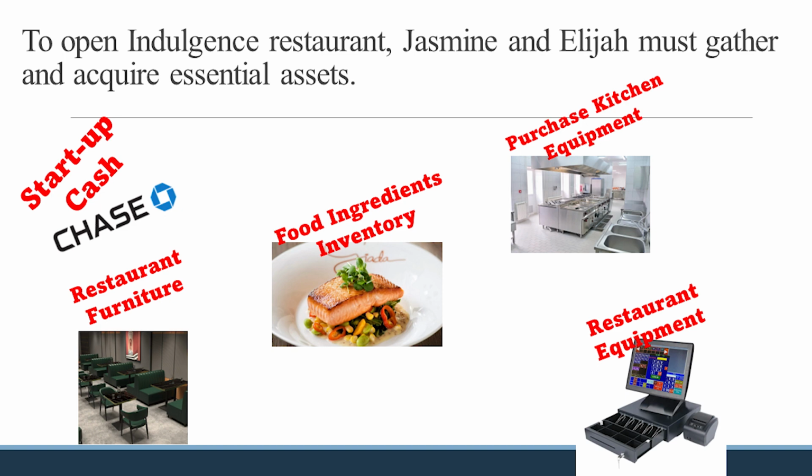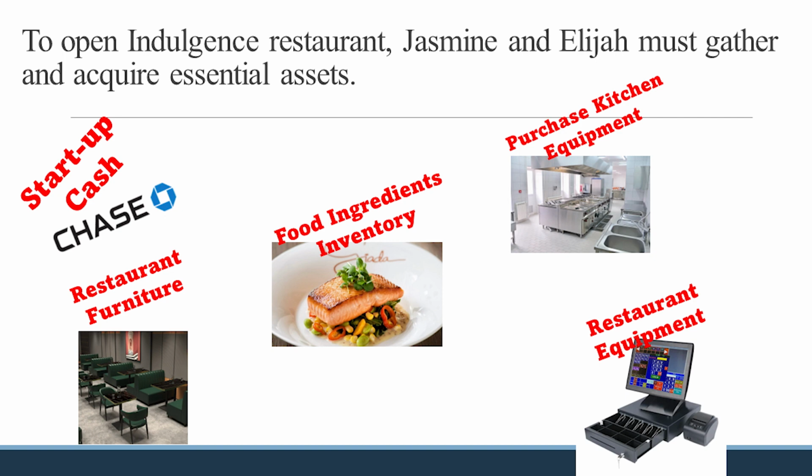We can't forget about the startup cash, right? So we're also going to have some startup cash. Maybe that's coming from Jasmine and Elijah solely, or maybe they have monies coming in from an investor. So we have to capture that somewhere. So an accountant or bookkeeper will show that as either monies from the investor or monies from the owner. And then we'll also show the money was put into the cash account. In other words, it went to the bank.